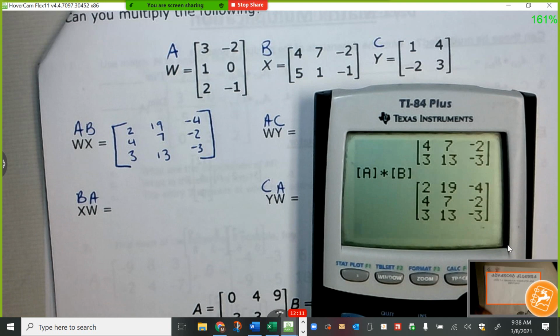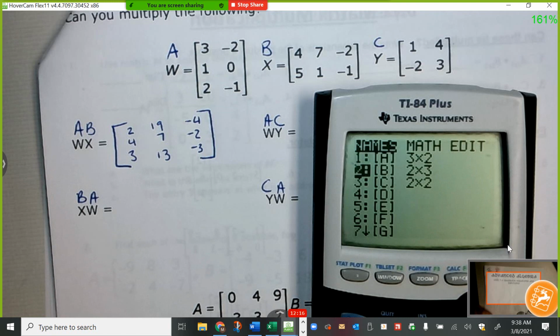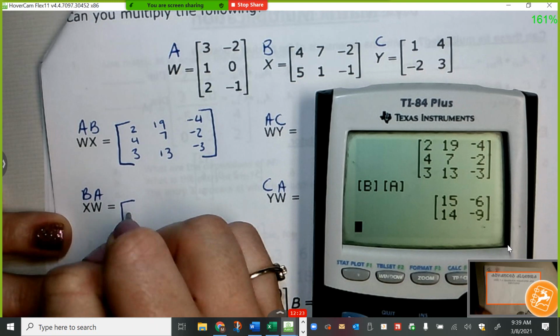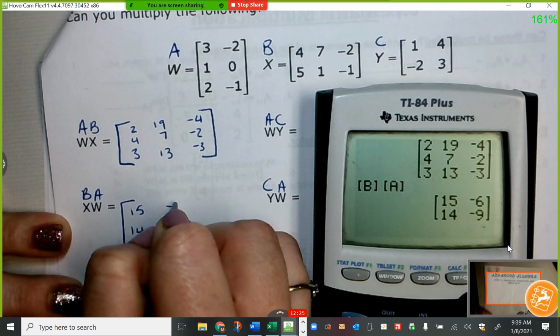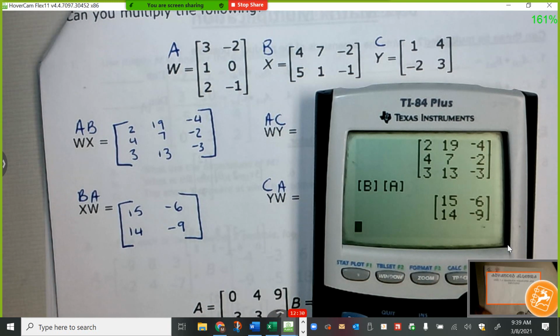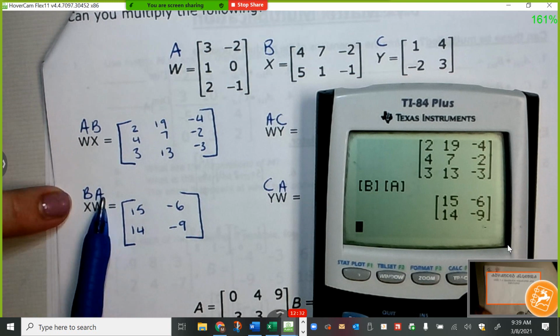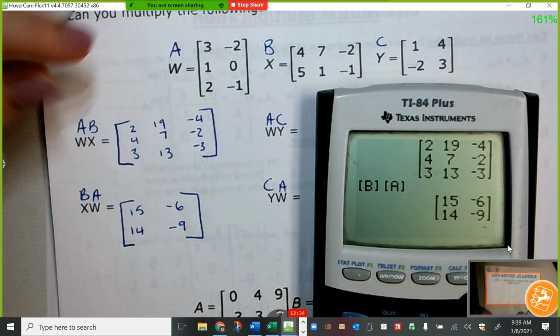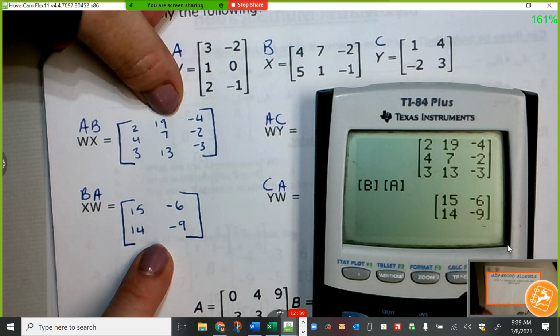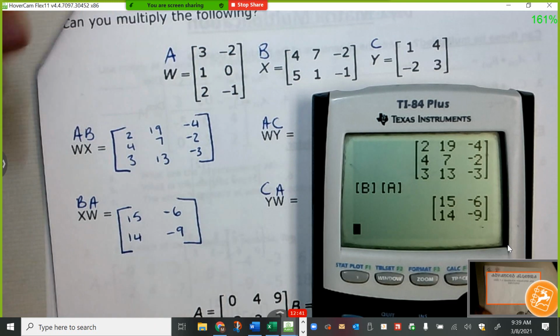Now we can do it backwards, which is B times A, and see if it works. So second matrix, B, second matrix, A, and it worked. So freeze right here. Does order matter? This is A times B, this is B times A. Are they the same? No. So does order matter? Yeah. Totally different answers because of order. Okay?